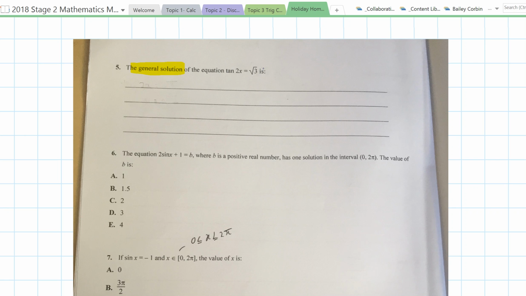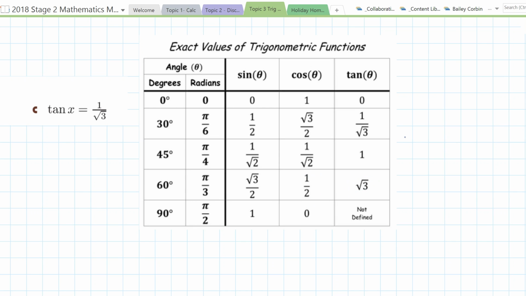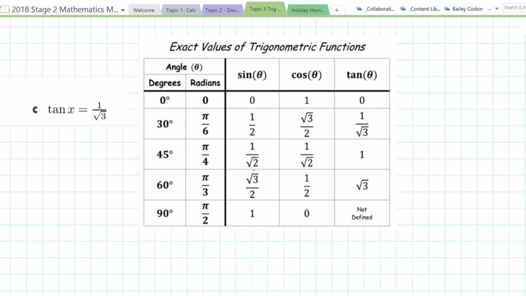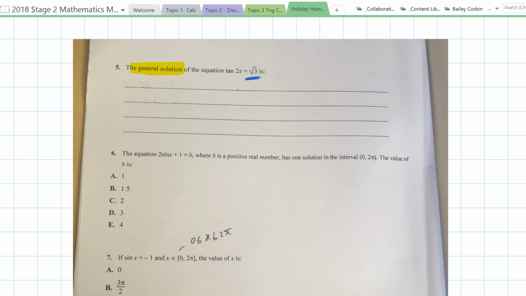Alright, tan of 2x is equal to root 3. So we can go to our magic table here and look at, well, tan of something is equal to root 3. What might that something be? Well, tan of pi on 3 is equal to root 3. So what we're saying here is that if we want to find a solution for this, this portion here must be equal to pi on 3. Therefore, 2x is equal to pi on 3. If we divide both sides by 2, x is equal to pi on 6.